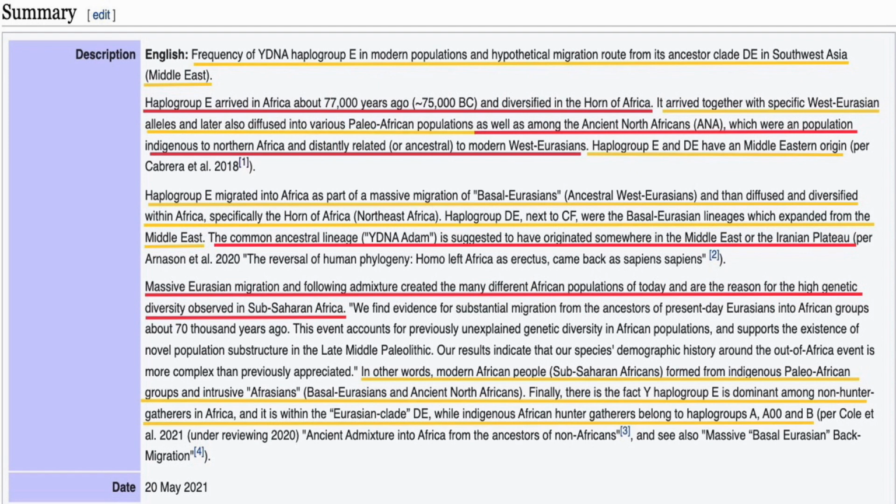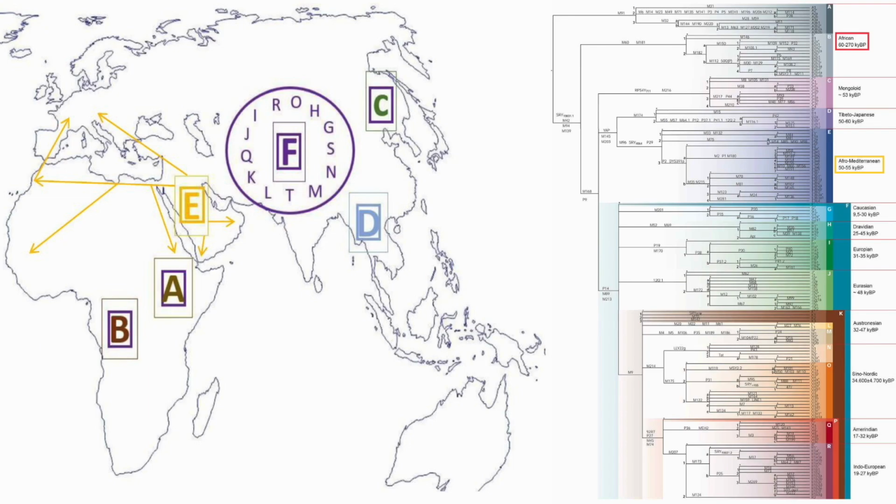Finally, there is the fact why haplogroup E is dominant among non-hunter-gatherers in Africa and is within the Eurasian subclade DE, while indigenous African hunter-gatherers belong to haplogroups A, A00, and B. Haplogroup E actually back-migrated to Africa and overpowered the indigenous populations of Africa, which is haplogroups A and B, which would be the Hamites. This is why haplogroup E is considered to be Afro-Mediterranean.